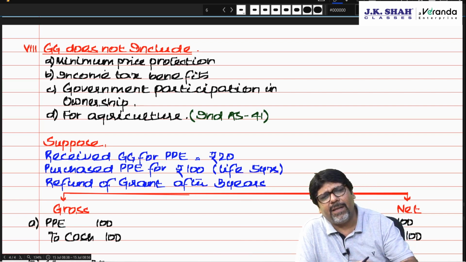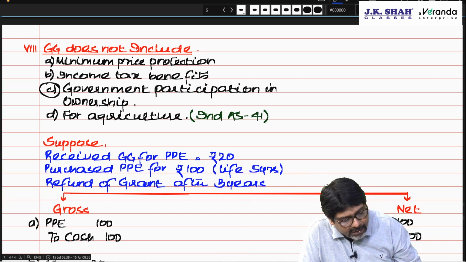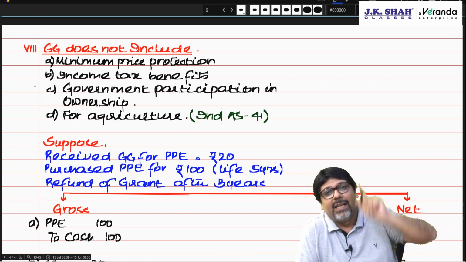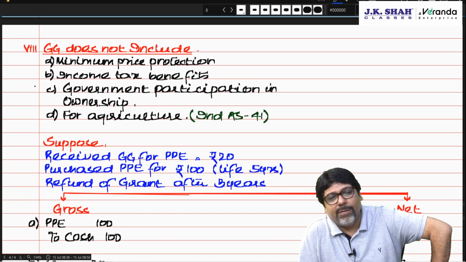That is, government contributes as a partner. So that is capital only. So that is not considered as government grant. Promoters contribution was considered as government grant in your AS. Over here it is not considered.